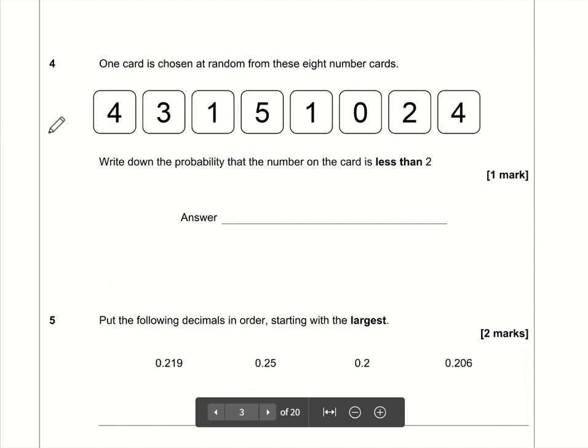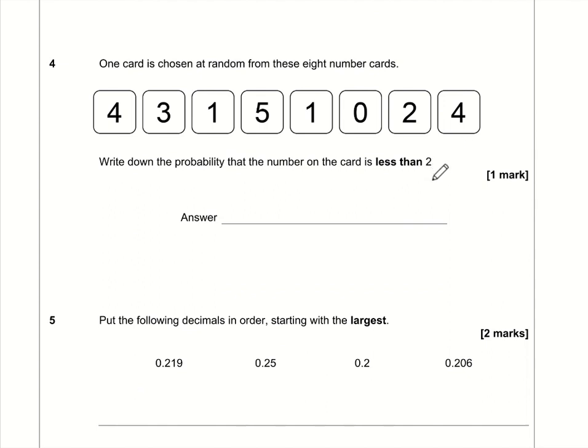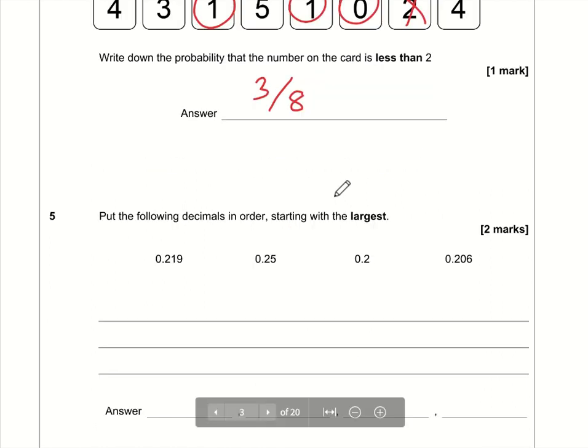Okay, one card is chosen at random from these 8 number cards. Write down the probability that the number on the card is less than 2. So less than 2 means not 2. It's got to be less than 2. So less than 2 is 1, 1 and 0. So that is 3 out of 8. So the probability is simply 3 out of 8, 3/8.